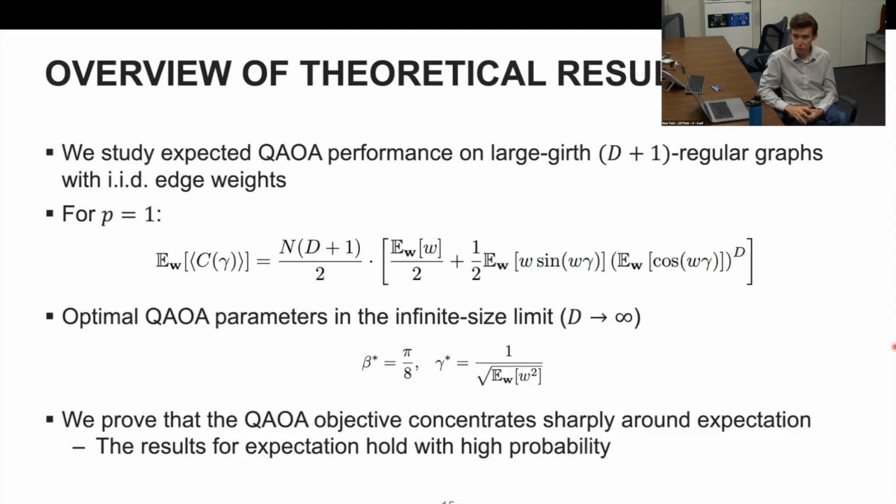Doing this gives us the optimal parameters in the infinite size limit, where the dependence on the edge distribution now comes into gamma as 1 over the square root of the second moment of the edge weights distribution.